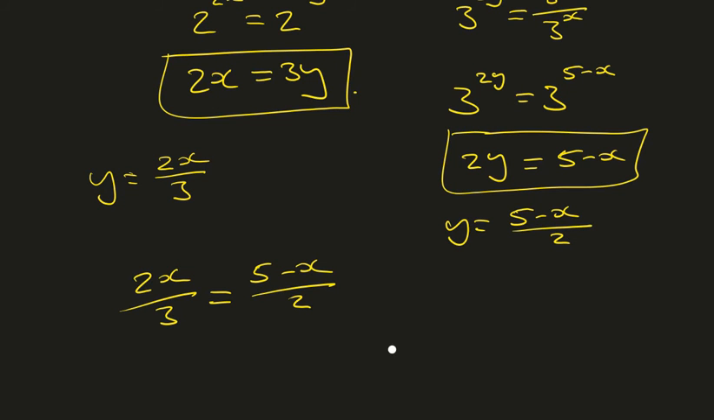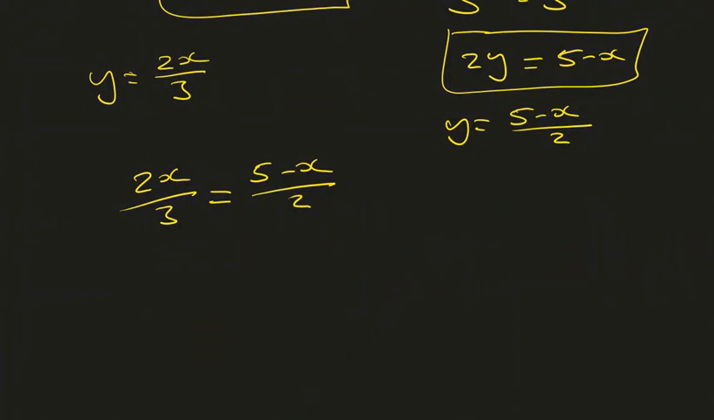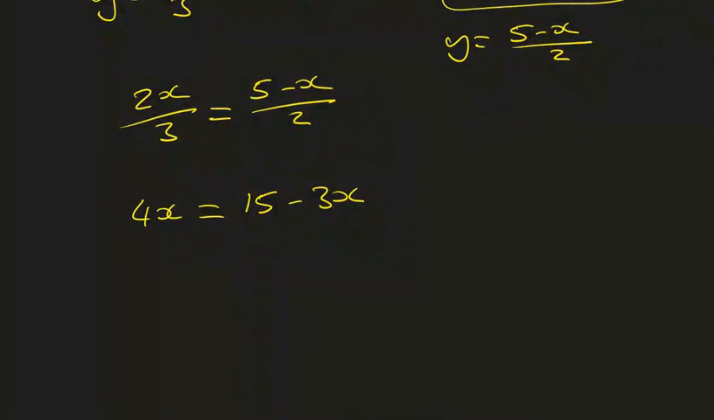From here, let's just go through the motions and solve this equation. I'll times by 2 and then times by 3 at the same time. So I'll have 4x on the left is equal to 15 minus 3x on the right. If I add 3x to both sides, I'm going to have 7x is equal to 15. So x will be 15 over 7.